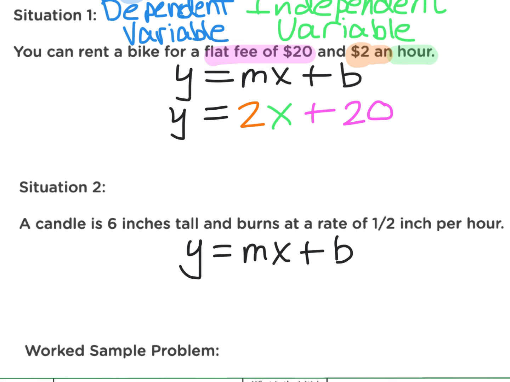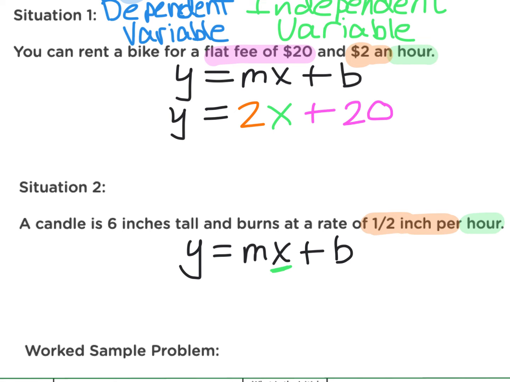In example number 2, this time our independent variable is going to be measured in hours because the other variable that is being measured is inches. And once again, our unit of time is going to typically be our independent variable. So apparently the candle is burning at a rate of 1 inch per hour. So what happens when a candle burns? It decreases in height, right?